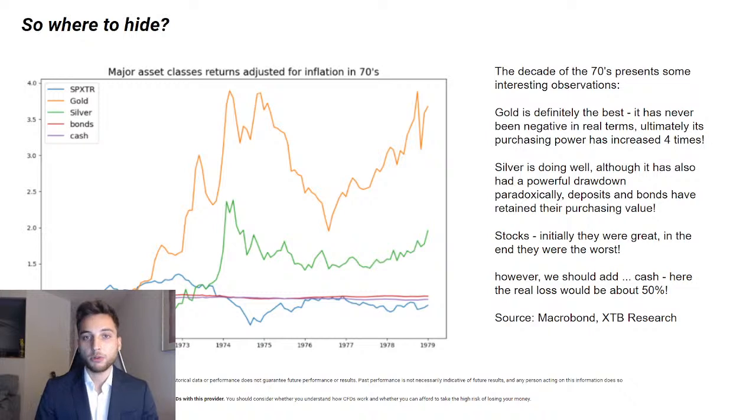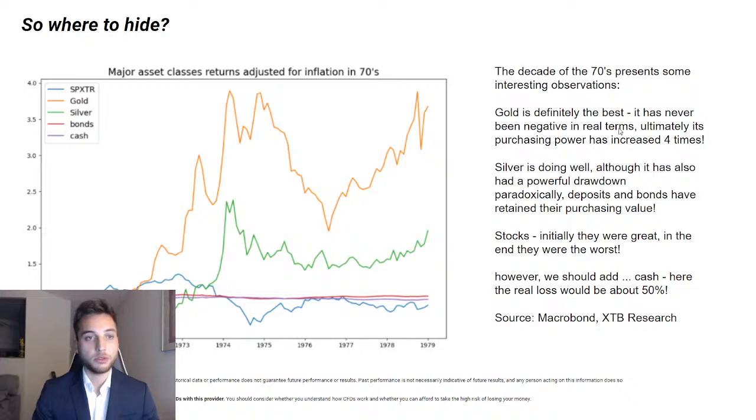But what has been the performance so far in the last 50 years, or at least in the 70s, as you can see here? The decade of the 70s presents some interesting observations when there was this very high inflation. So what were investors looking at the time? Gold is definitely the best at that time.